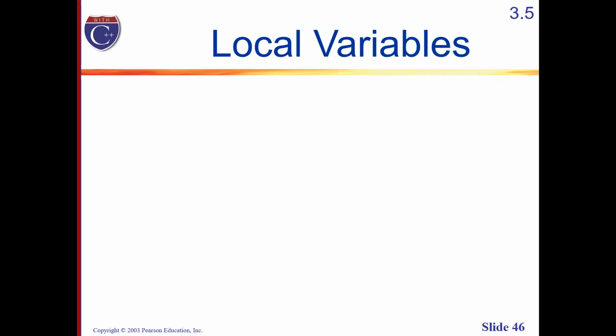We will now talk about local variables. Previously, we've already been talking about variables, how to declare them, and how to use them in our C++ program. But now that we've already talked about functions, it's also important that we understand what local variables are and what variable scoping is.